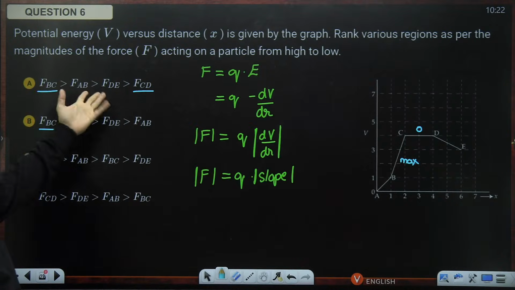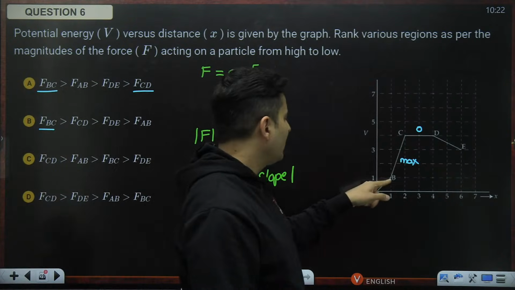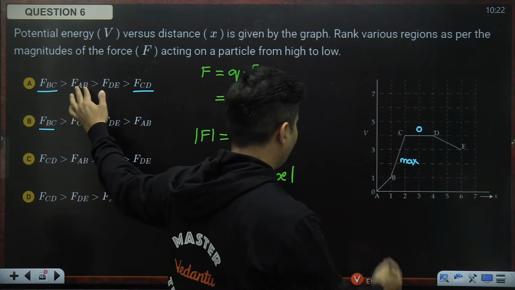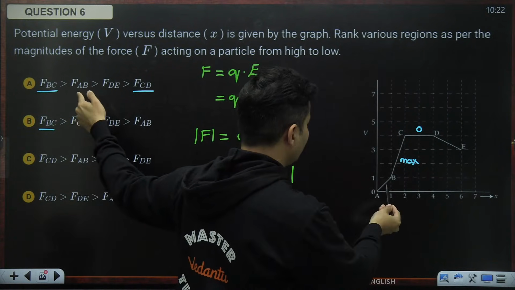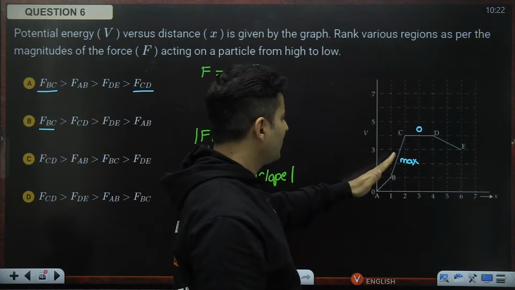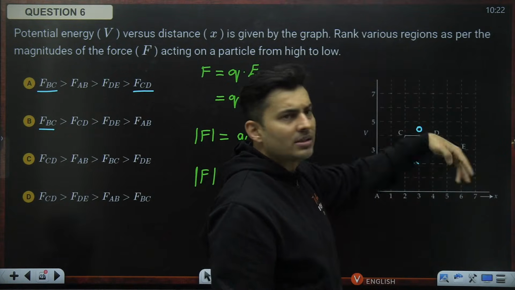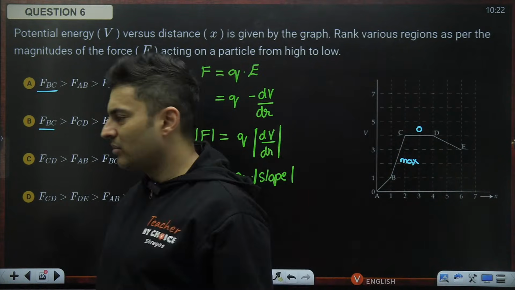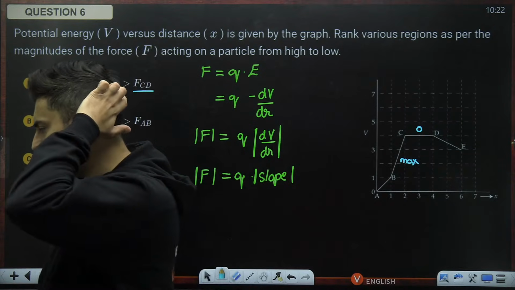You don't even have to check the others. But anyway, you can see A to B will be slightly higher than D to E, because A to B is steeper, D to E is not that steep. That's it. Very obvious. Looking at the graph only, you can get it.